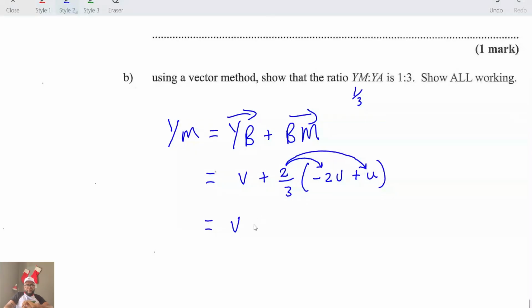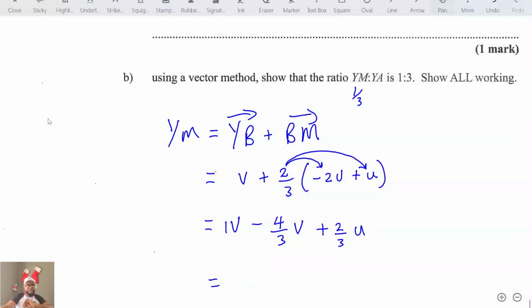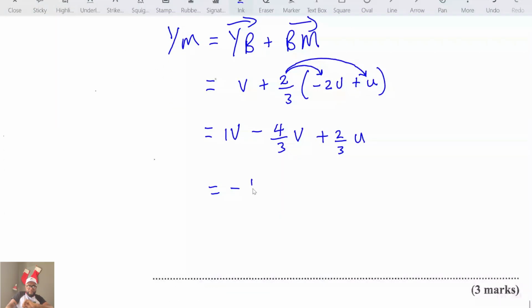So this will be equal to V minus, because positive 2/3 multiplied by negative 2V will give you negative 4/3 V, and then 2/3 by U will be plus 2/3 U. So this is 1V. 1 minus 4/3 will give me what? Negative a third V. Negative 1/3 V plus 2/3 U.